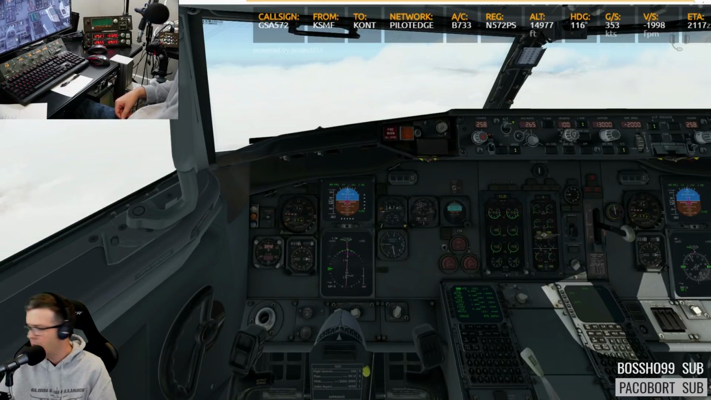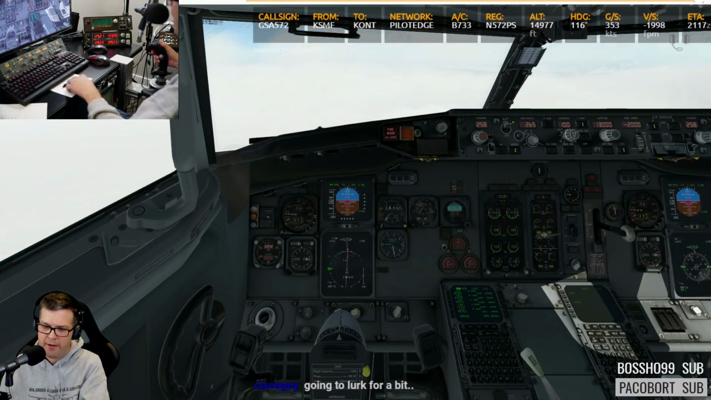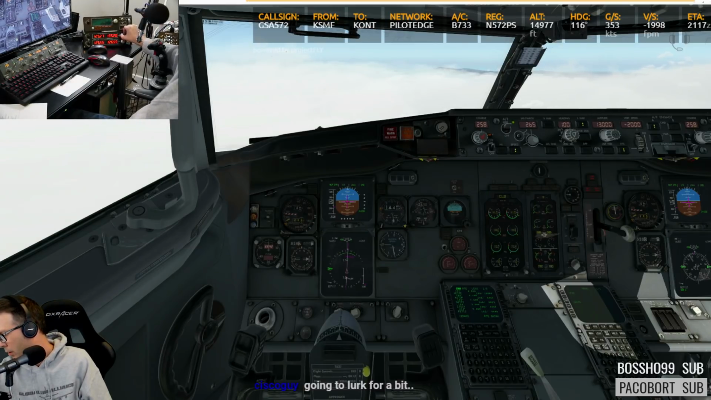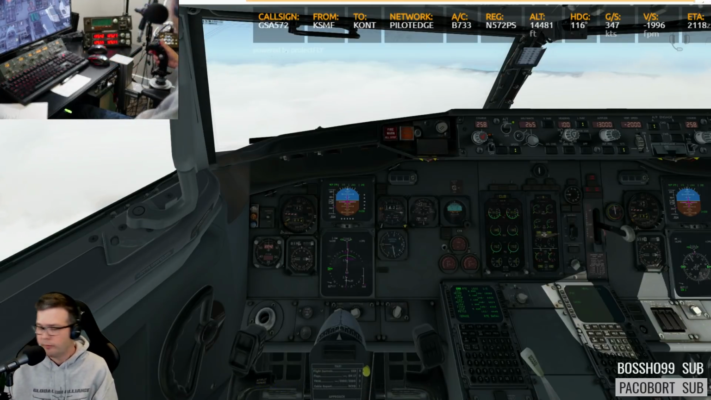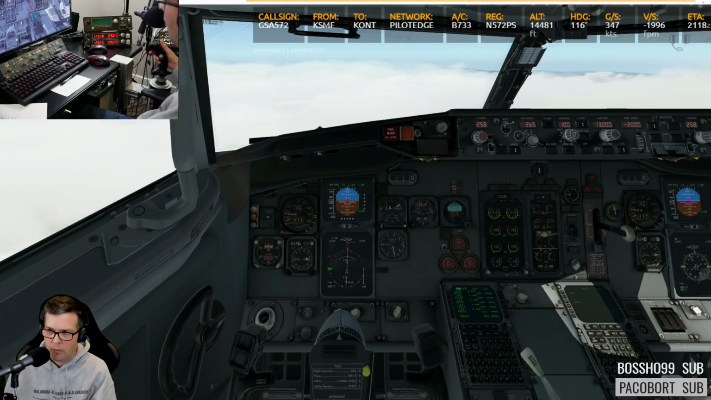Global 572, contact SoCal approach 135.4. 135.4, Global 572. Alpha Foxtrot, contact Los Angeles Center 125.5. 125.5 for 349 Alpha Foxtrot.